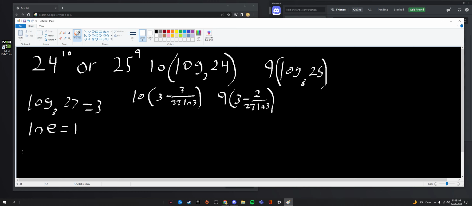And the derivative of ln of x, so we're going to have f prime of x again, but this time for ln of x, is 1 over x. So we plug in e, we're going to use the decimal approximation of e, so we're going to have 1 over 2.718.